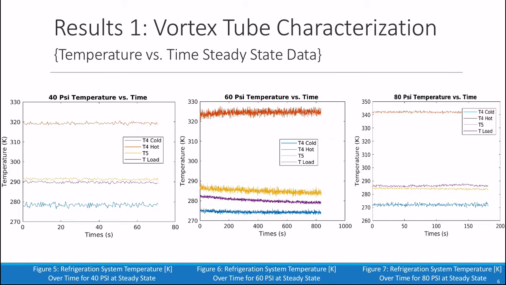Figures 5, 6, and 7 show the steady-state data for 40, 60, and 80 psi from the line air. Again, there is some continued noise, but the values remain constant overall. As the pressure increases, the cold air exiting the vortex tube gradually becomes colder, and the hot air exiting the vortex tube becomes warmer. This results in a greater cooling effect on the load.